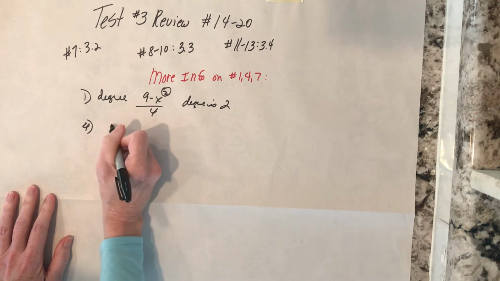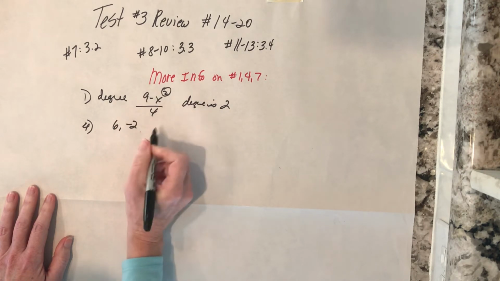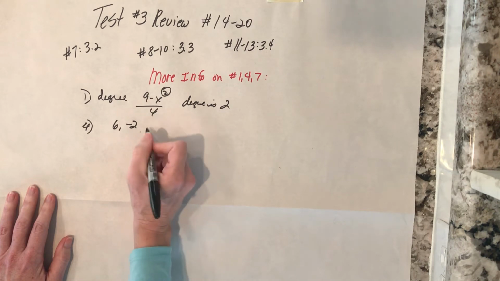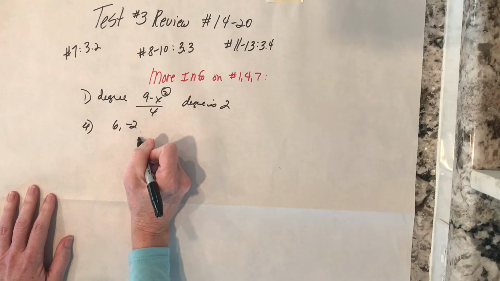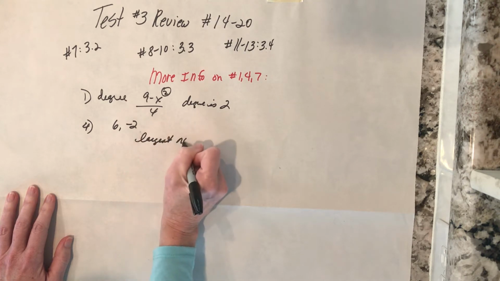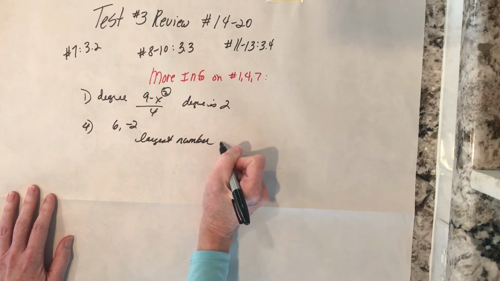Number 4, you've got zeros of 6 and -2. So they're going to ask you for that. You're going to put 6 and -2 in there. And then they're going to ask you for things like the largest number, has how many, crosses the axis or touches, that kind of thing.